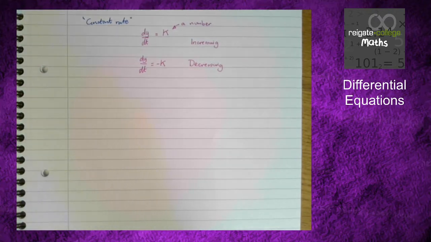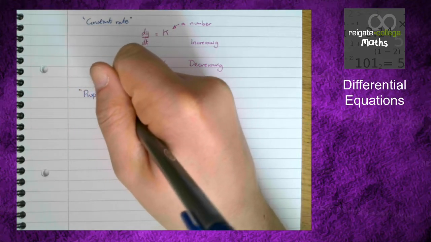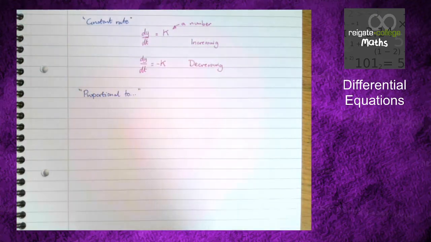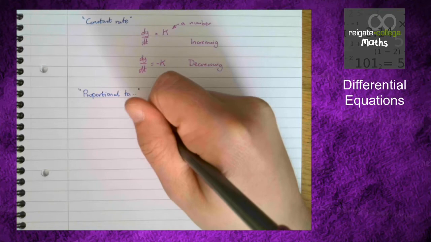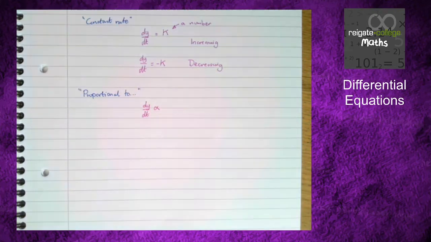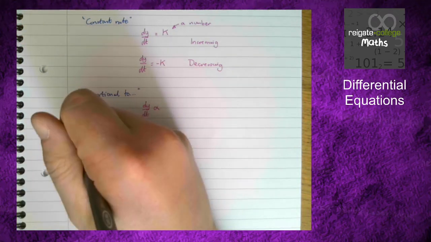What they tend to do more is proportional to. So if you think about a population that grows, the more people there are, the quicker the population grows. So very typically, the rate of population growth is proportional to the number of people there are. So you may well remember from GCSE this symbol for proportional to. So for the purposes of this kind of example, we're going to say proportional to y.